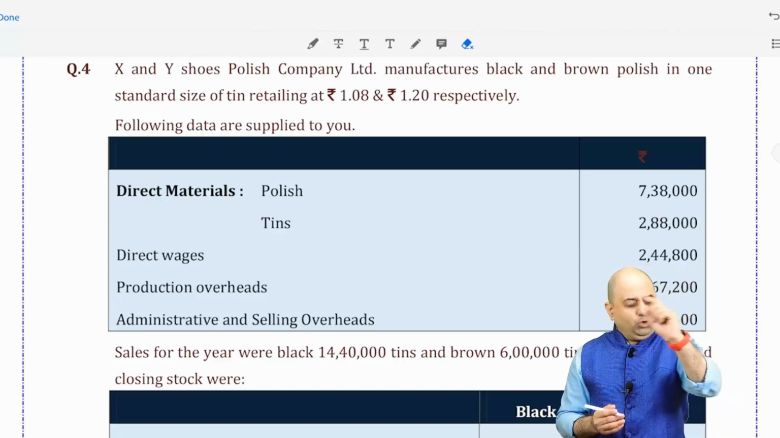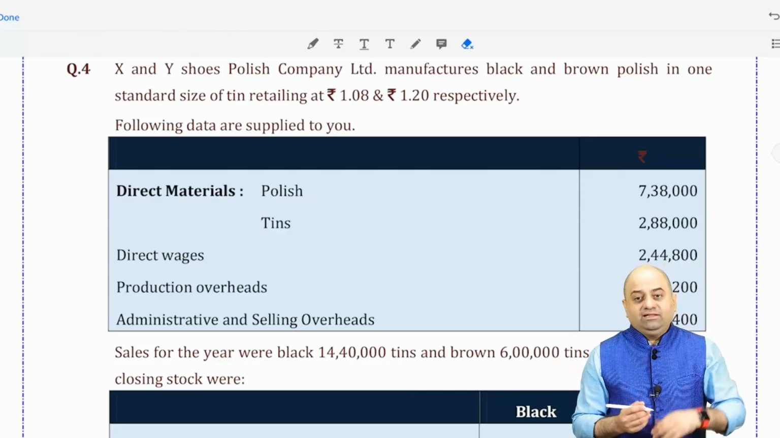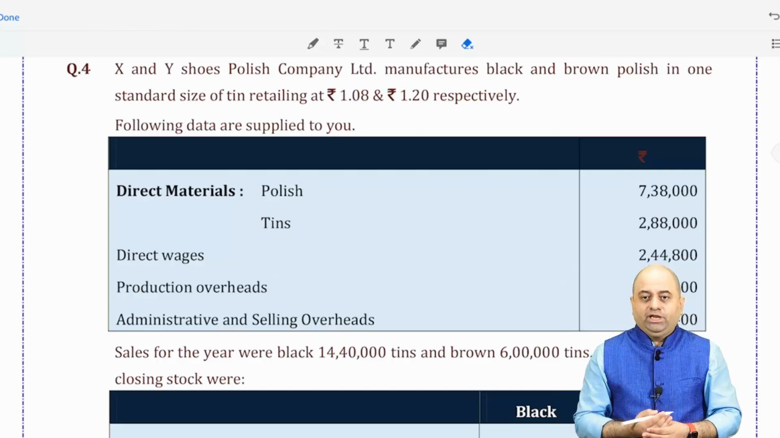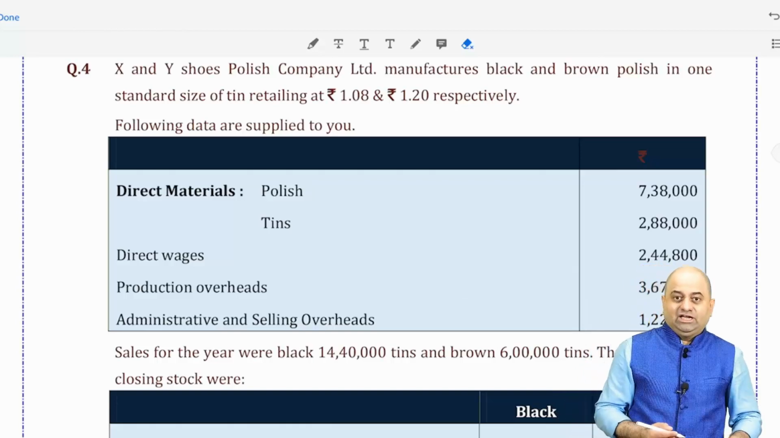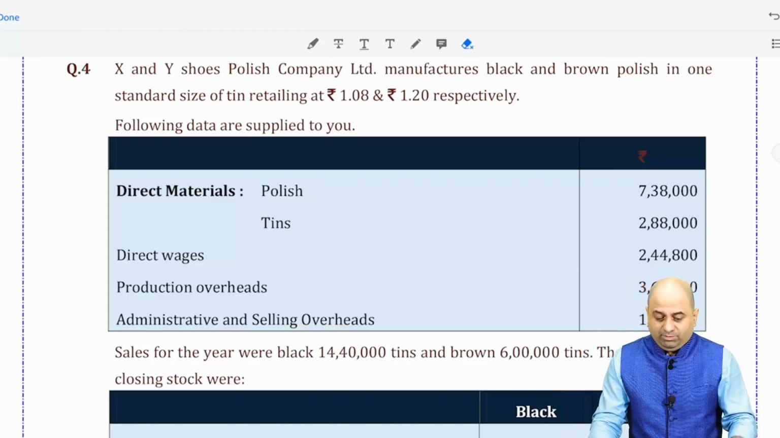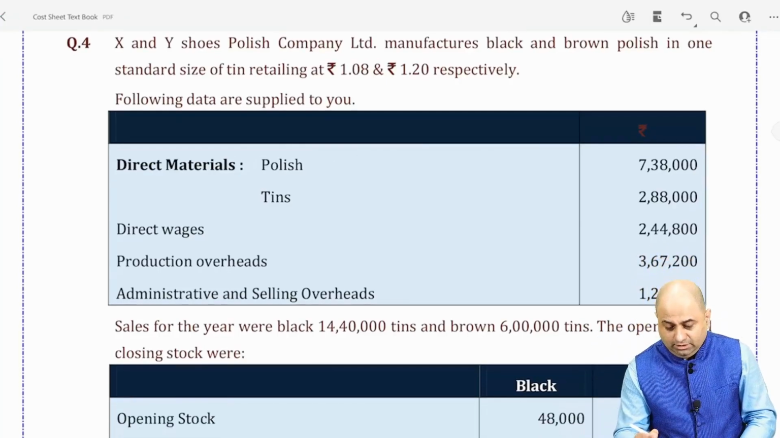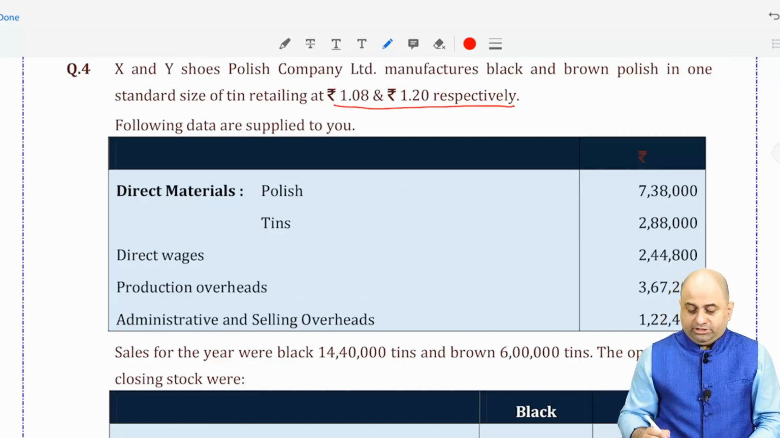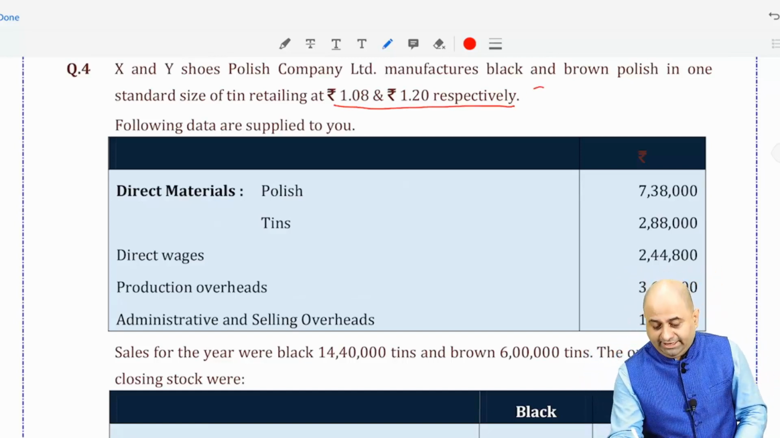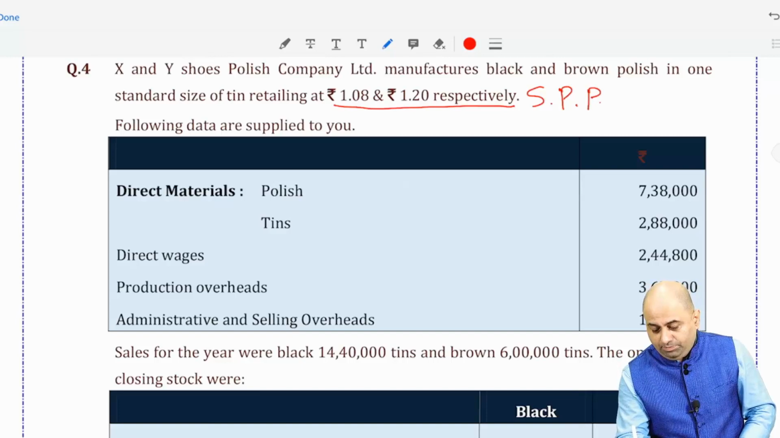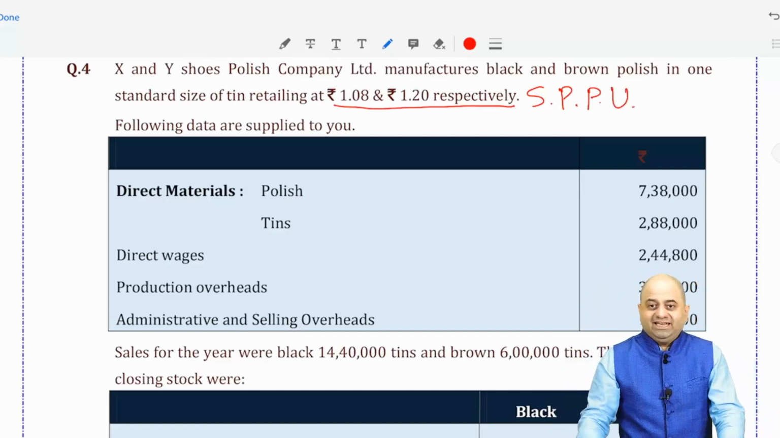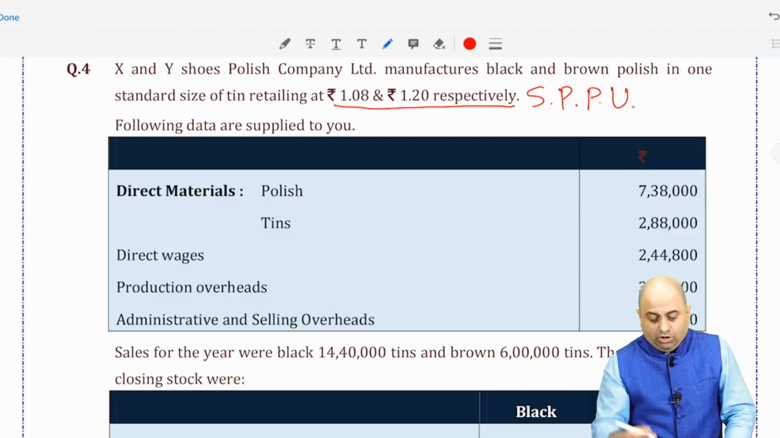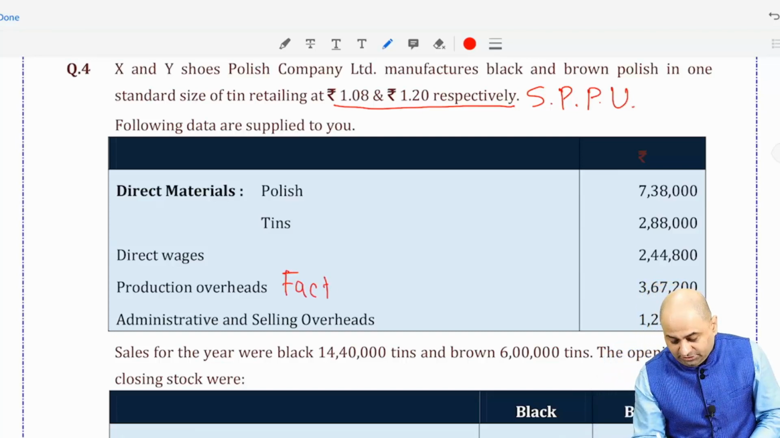Of course, I'll show you few calculations in that and then we will go ahead. But a very important question in my humble opinion, this one. So let us read that first. X and Y shoe polish company manufactures black and brown, etc. And here, this is 1.08 and 1.20 respectively is SPPU, selling price per unit. Of course, direct materials, polish strengths, direct wages, production overheads, we call that as factory overheads.